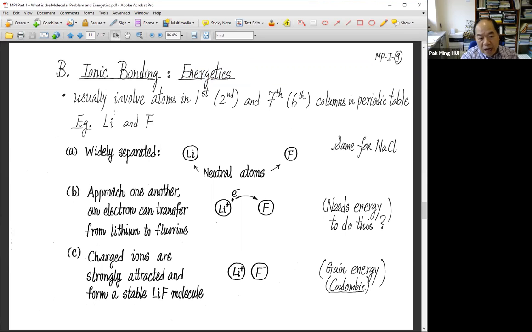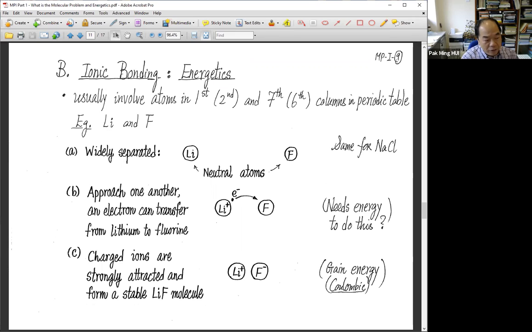I will use ionic compounds. At the end, we know that it's rather ionic to do the discussion. There is some knowledge in atomic physics being used here. The idea is as follows.